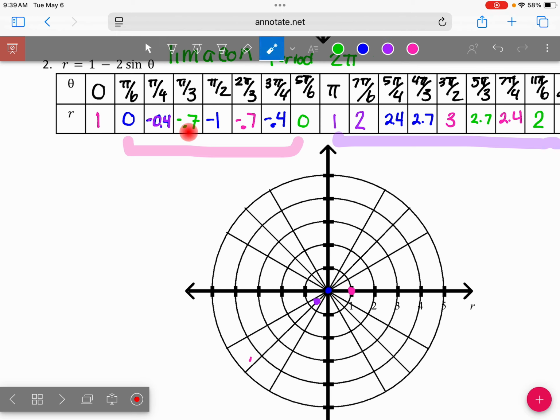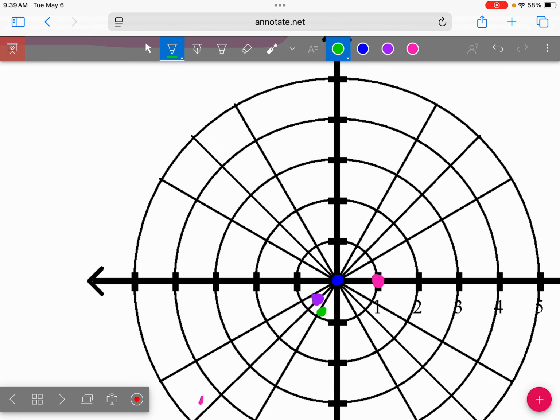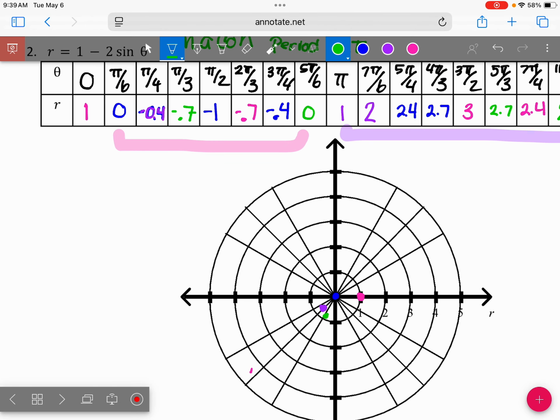So then we've got our pi over 3, negative 0.7. So we're on this angle at almost negative 1. So we're in there. Pi over 2, which is our straight up and down, at negative 1. So we're down here. And then it starts to kind of loop around on itself. Our 2 pi over 3 at negative 0.7 is right about there. And our 3 pi over 4 at negative 0.4 is right around there.